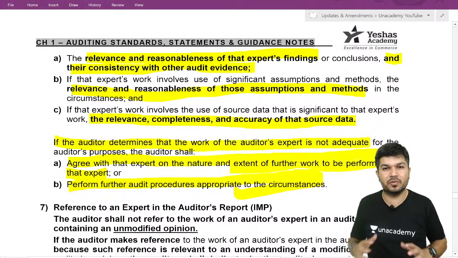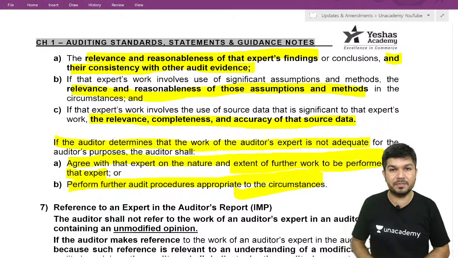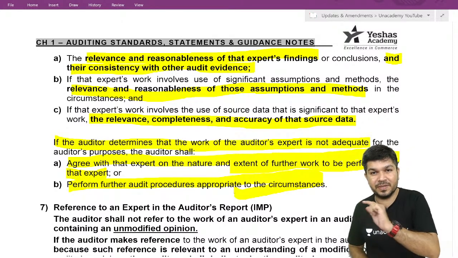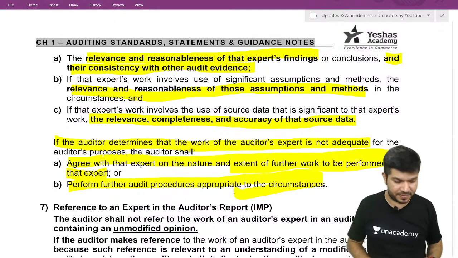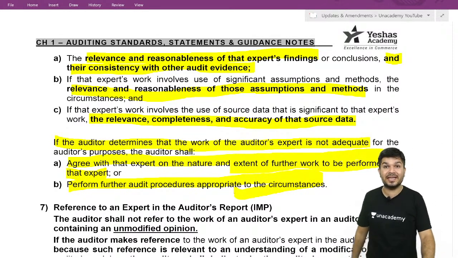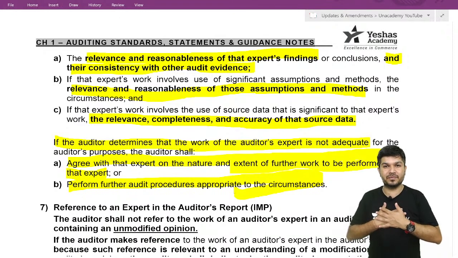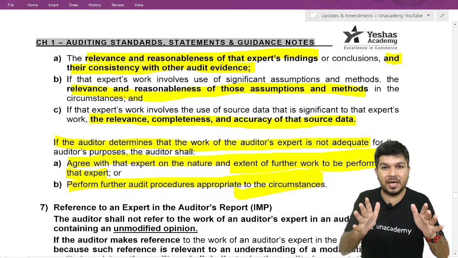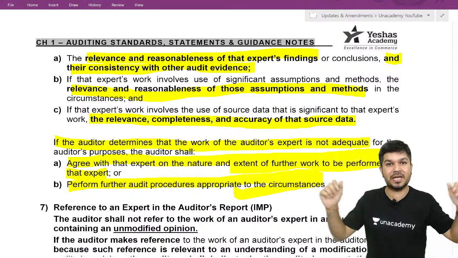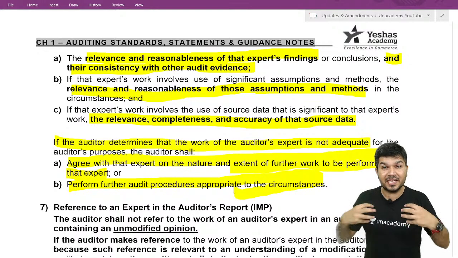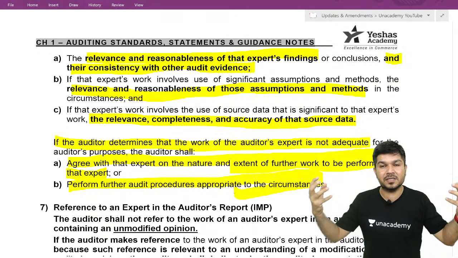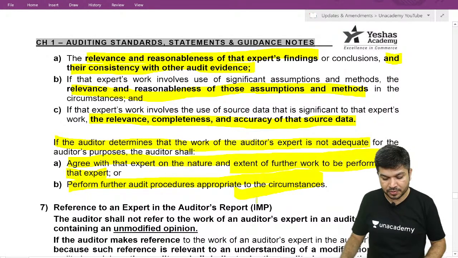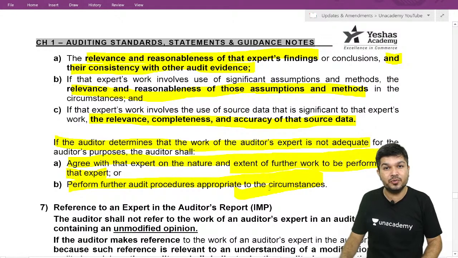So whenever you feel his work is not adequate for your purpose, this is the auditor's expert. Auditor's expert is SA 620, management's expert is SA 500. If I feel his work is not adequate for my purpose, what should I do? One, I need to talk with that expert only about the further audit procedures which can be done. And second, I can do any other procedures whichever I feel appropriate in the circumstances, including hiring a new expert.